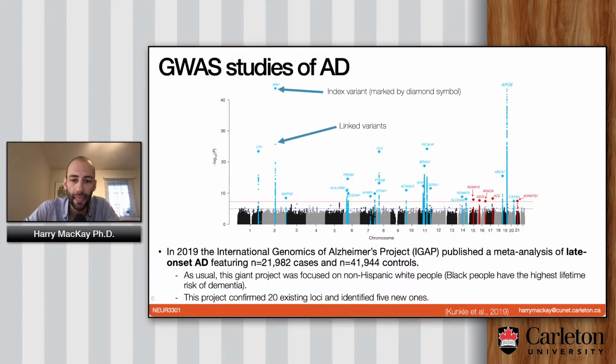In 2019, the International Genomics of Alzheimer's Project, the IGAP, published a meta-analysis of late-onset Alzheimer's disease that focused on over 21,000 cases and over 41,000 controls. So pretty good numbers, although we've seen studies that approach 100,000 cases and controls. It's not quite as giant as it could be, but these GWAS studies just get bigger and bigger and bigger. Every time you do a new one, you can add the results to the old ones and build up larger and larger numbers. So let's take a look at the Manhattan plot and see what there is.